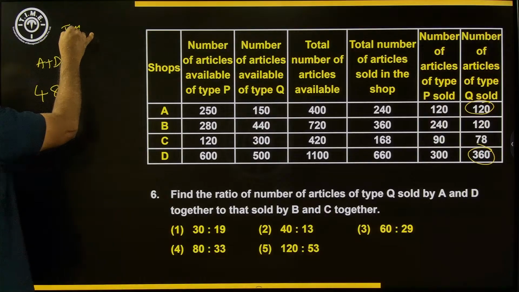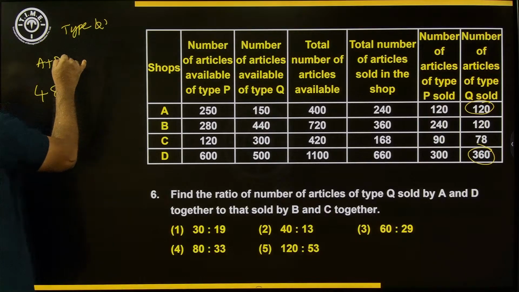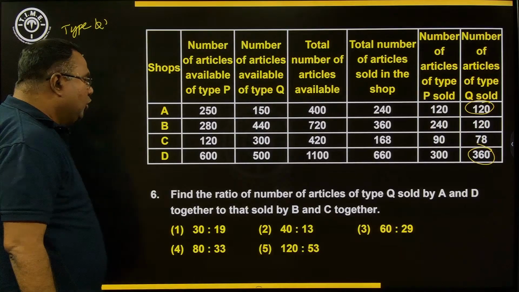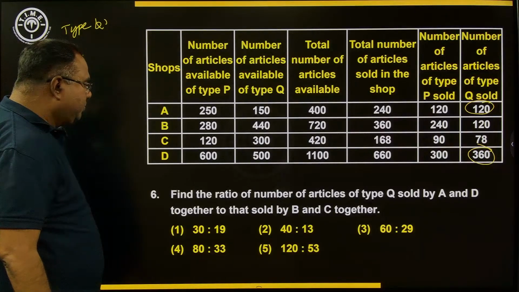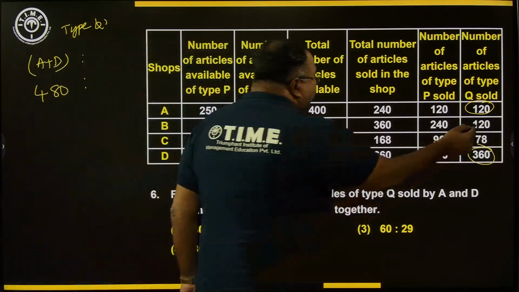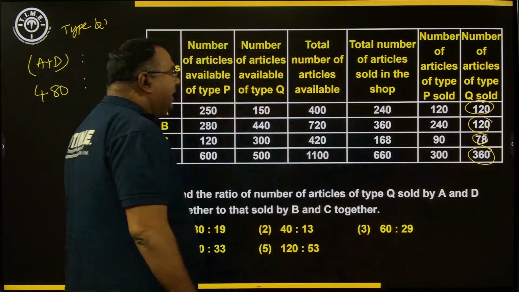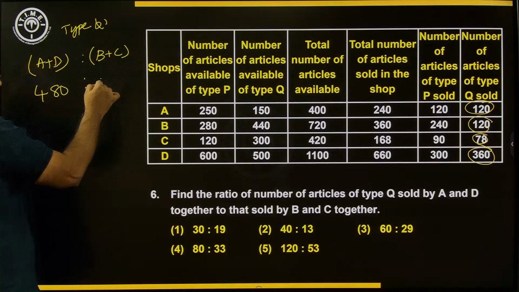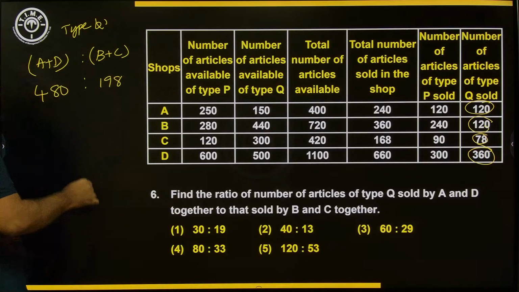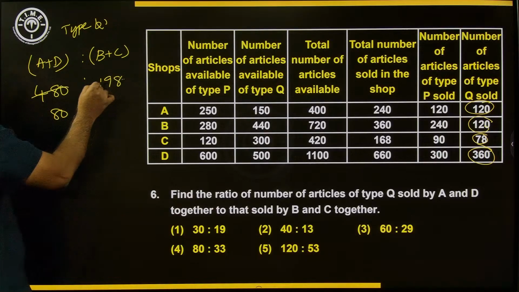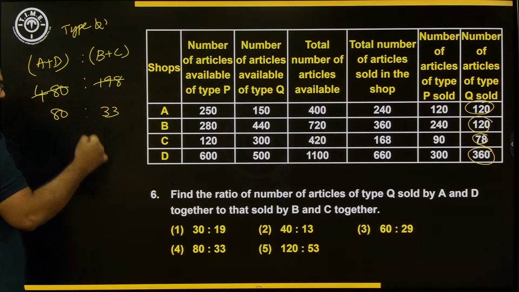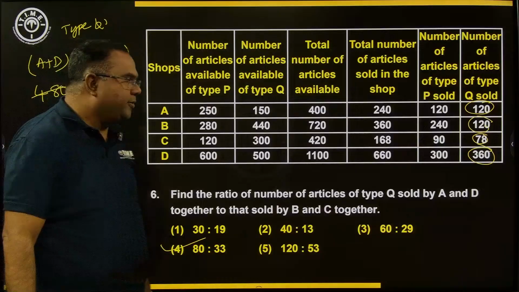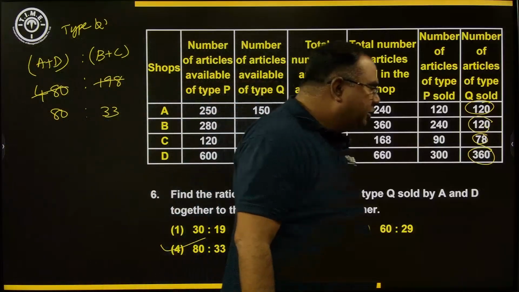Type Q is to sold by B and C together. Okay, B and C is how much? 120 plus 78, 198. Okay, let me see here. 6 is a common factor. 80 is to 33. 80 is to 33 is present in choice 4.